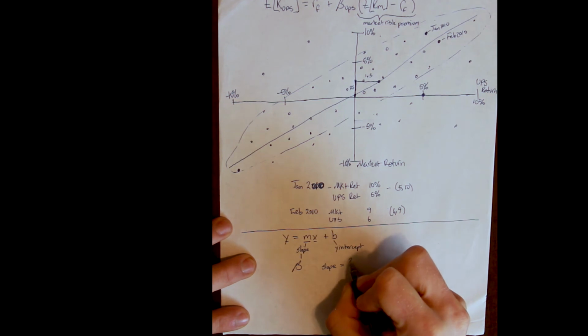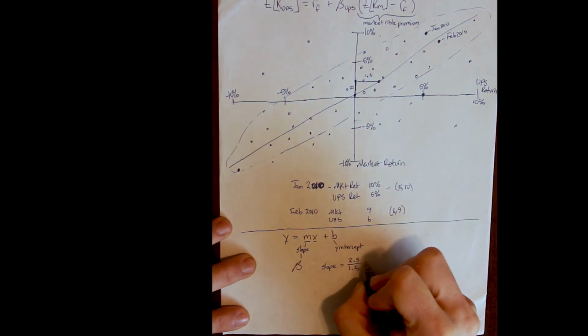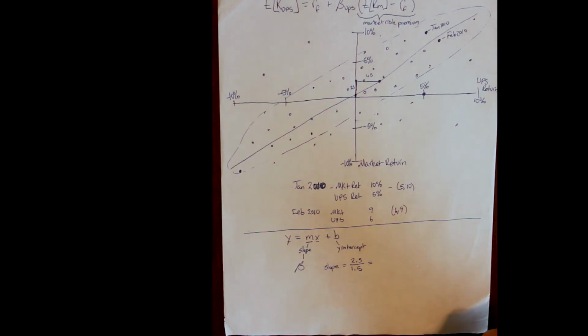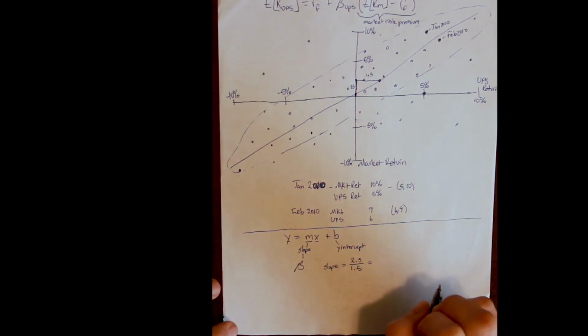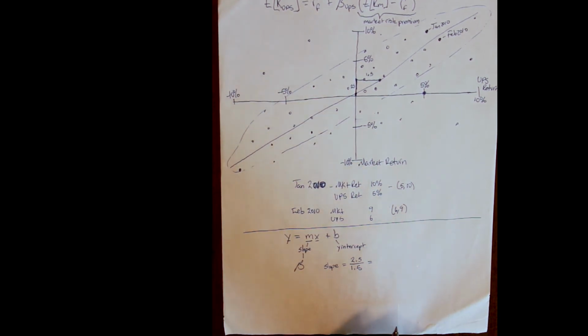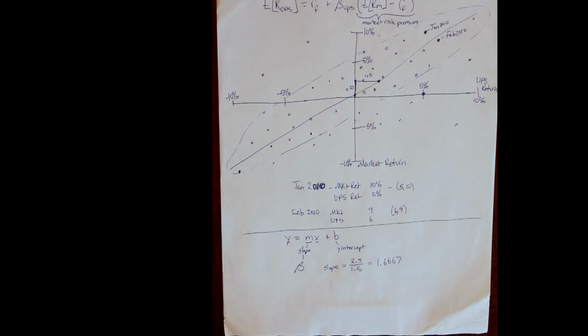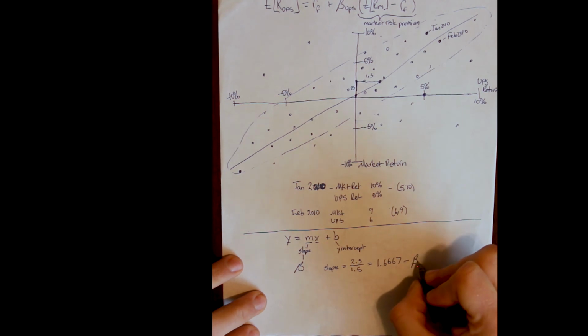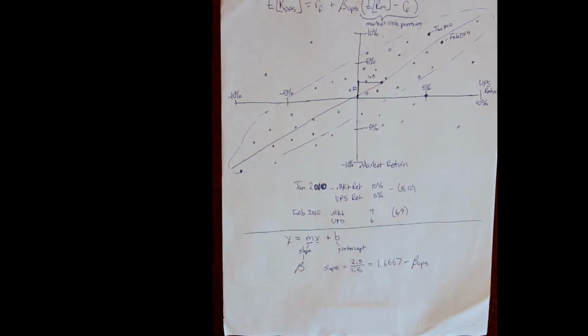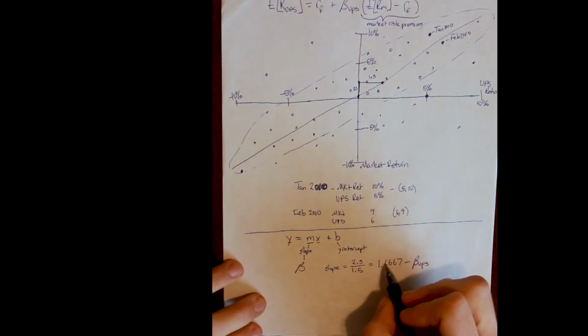then the slope is 2.5 divided by 1.5, which is 1.6667. So this is our beta. This would be the beta for UPS. And again, it's all hand wavy. We would do the math correctly so that we would get this exactly. Okay, so we have calculated our beta.